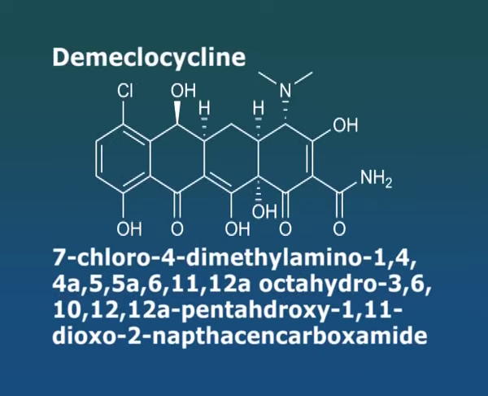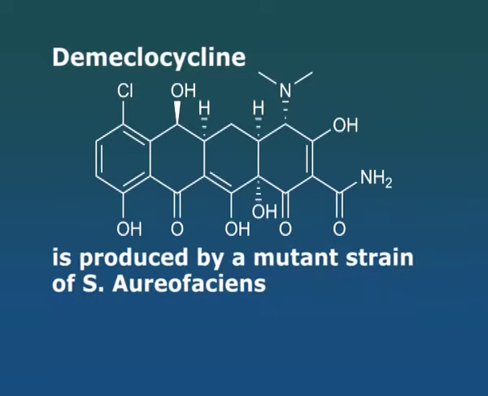Demeclocycline. It is 7-chloro-4-dimethylamino-1,4,4A,5,5A,6,11,12A-octahydro-3,6,10,12,12A-pentahydroxy-1,11-dioxo-2-naphthacene carboxamide, produced by a mutant strain of Streptomyces aureofaciens.